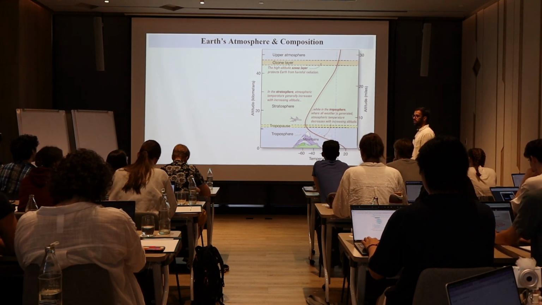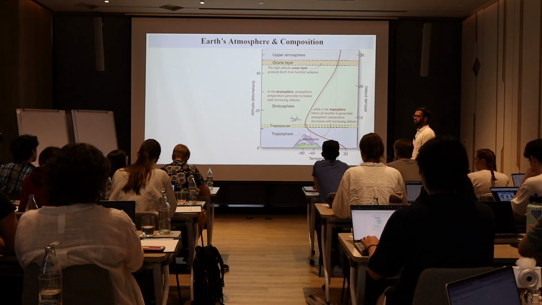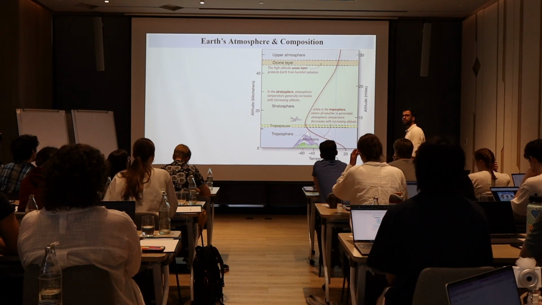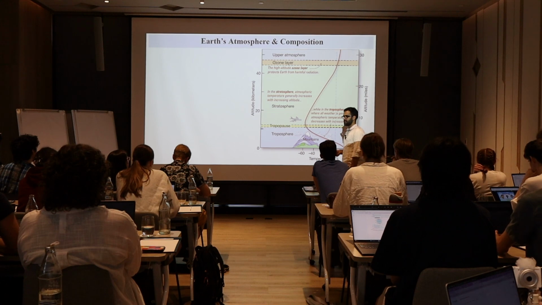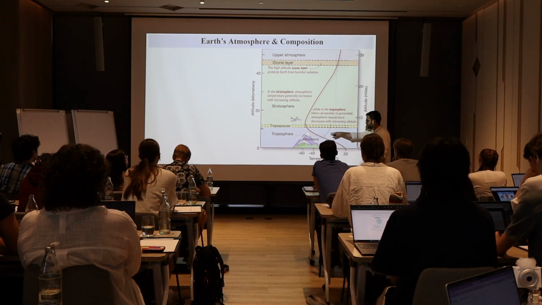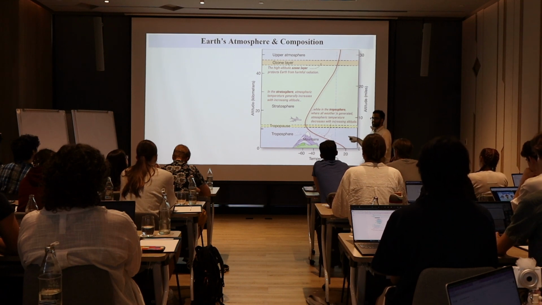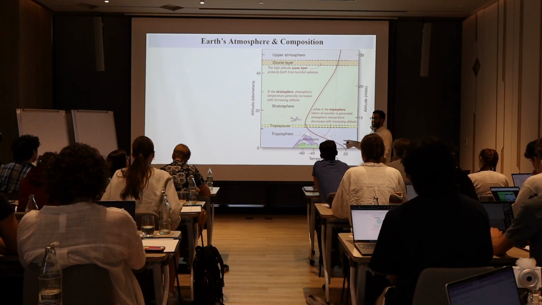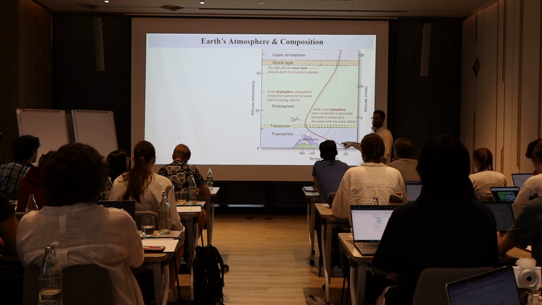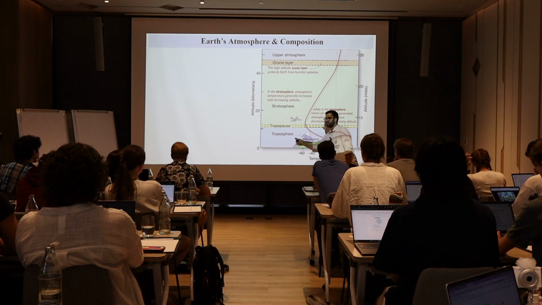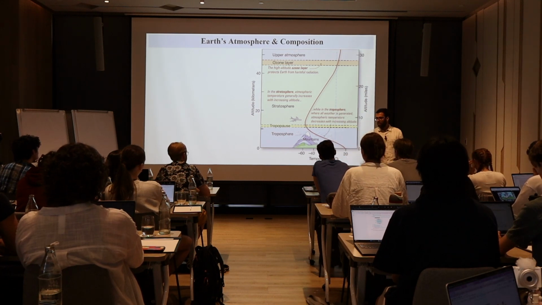We have the troposphere, 10 to 12 kilometers in height. Then we have the stratosphere, then other major layers that are not very relevant to climate sciences. Most climate scientists work only in this region, the troposphere. All the weather activities, whether rainfall, temperature, heat waves, or cyclones, happen in this region.